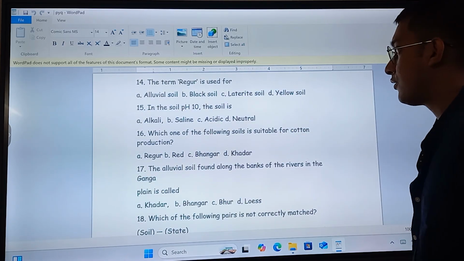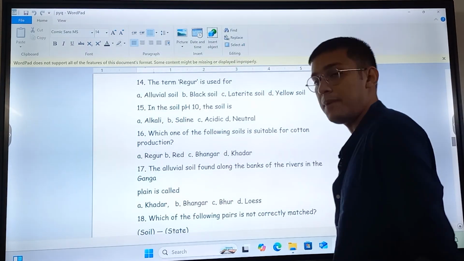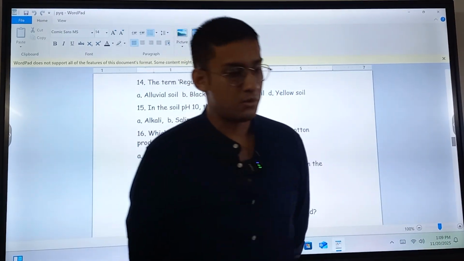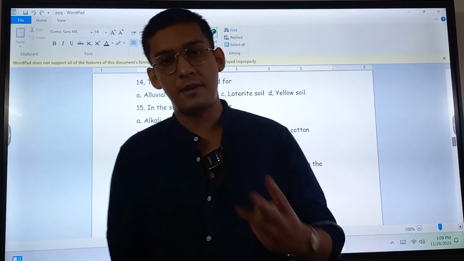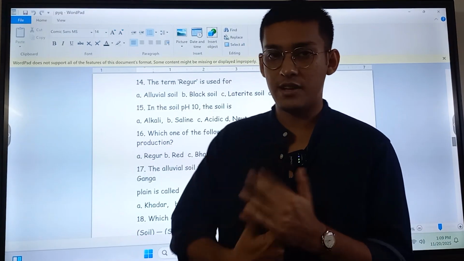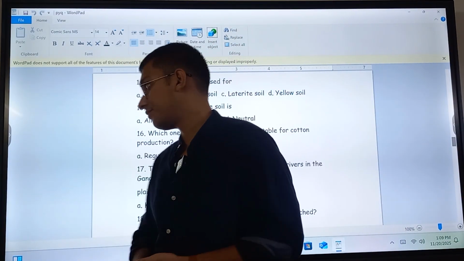The term Regur soil is used for black soil. We all know Regur is known as black soil. Black soil is because of the presence of titaniferous magnetite and is also known as the vertisol. These are 3 points from black soil. Black soil is made from titaniferous magnetite, known as Regur soil, known as vertisol, and it grows cotton.